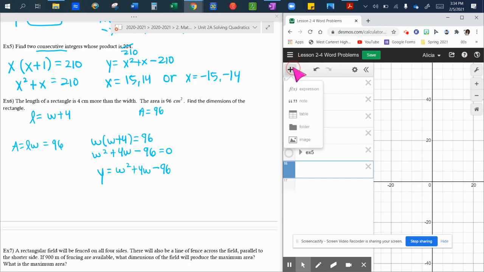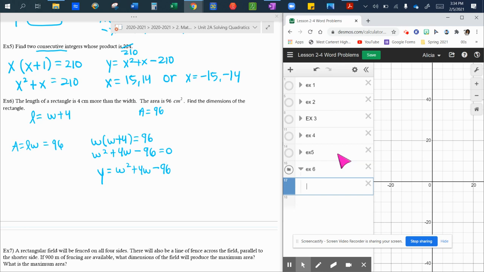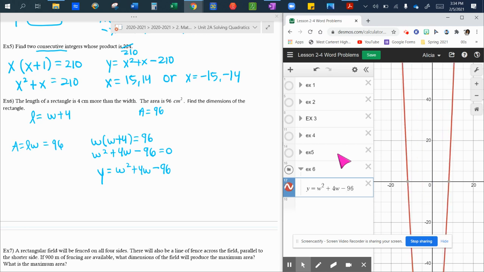So then we have example 6. Y equals W squared plus 4W minus 96. So understand that I cannot have negative width. I cannot have a width that is negative 12 inches. So that means that if W equals 8 and L equals W plus 4, then L equals 12.